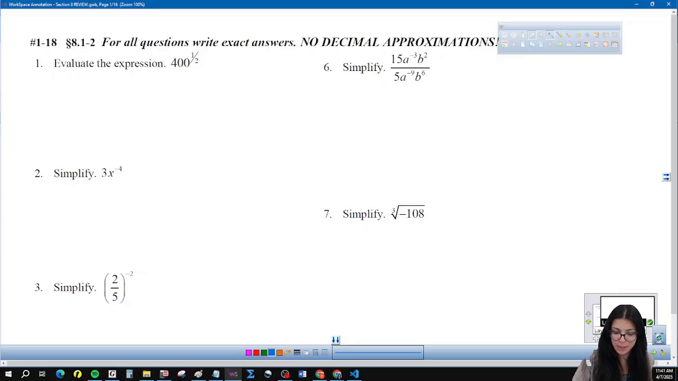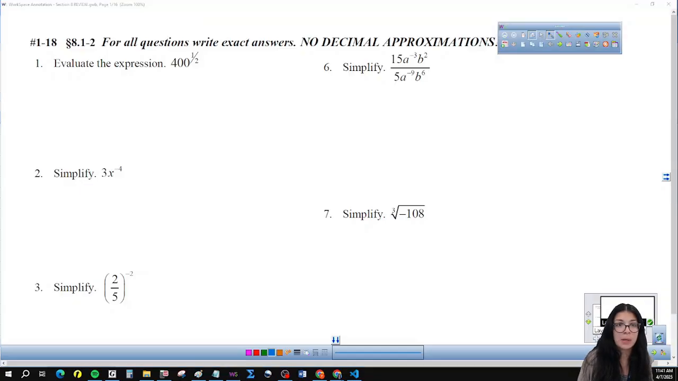So let's get started. Number one of the review wants us to, and actually for 1 through 18, we need to write the exact answers. No decimal approximations are allowed here.